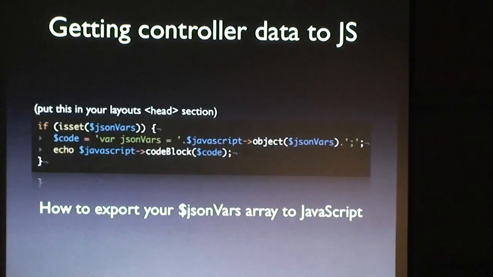this is what you need to put in your layouts file in the head section, and it essentially just checks: is there a view variable called JSON_vars set, and if so, then generate some code for this view variable. Essentially what it does is take the JSON vars and encode them as JSON. This is what the JavaScript object does, and then it sets this in a JavaScript variable which I call JSON_vars. And then I simply output this in a script block.